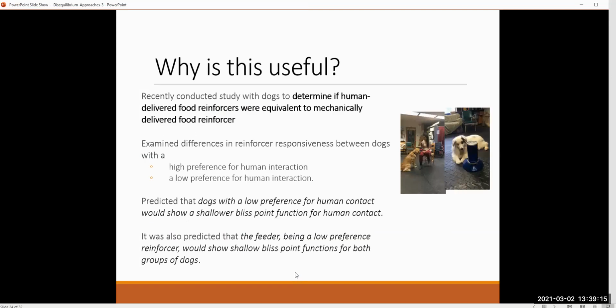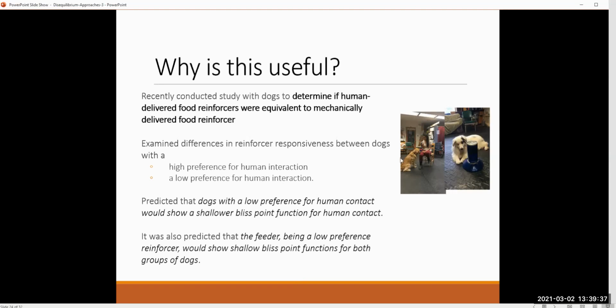I'll give you an example we did with dogs recently, because you know it has to be with dogs. Although I have a study with children too, if you want. We recently conducted a study with dogs to determine if human-delivered food reinforcers were equivalent to mechanically delivered food reinforcers. So here's the human giving the food reinforcer, and here is the dog giving a food reinforcer. It's a mechanical feeder.